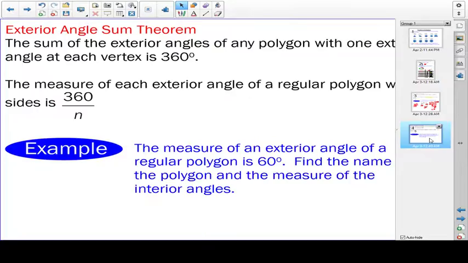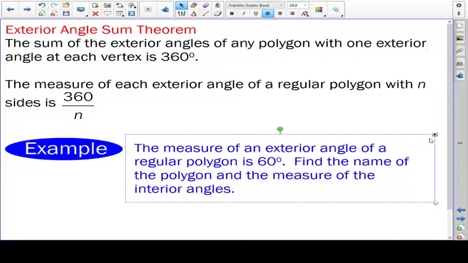Moving on. The sum of the exterior angles of any polygon with one exterior angle at each vertex is 360 degrees. The measure of each exterior angle of a regular polygon with n sides is 360 over n. What does that mean?